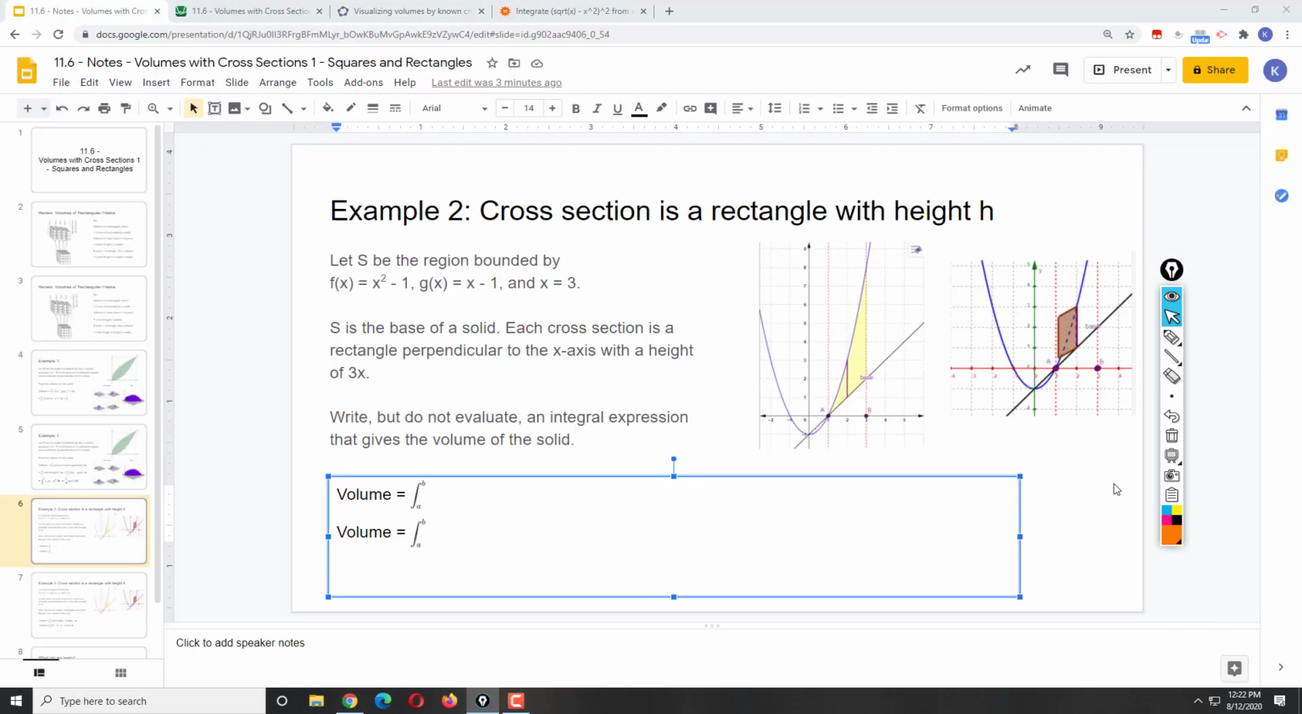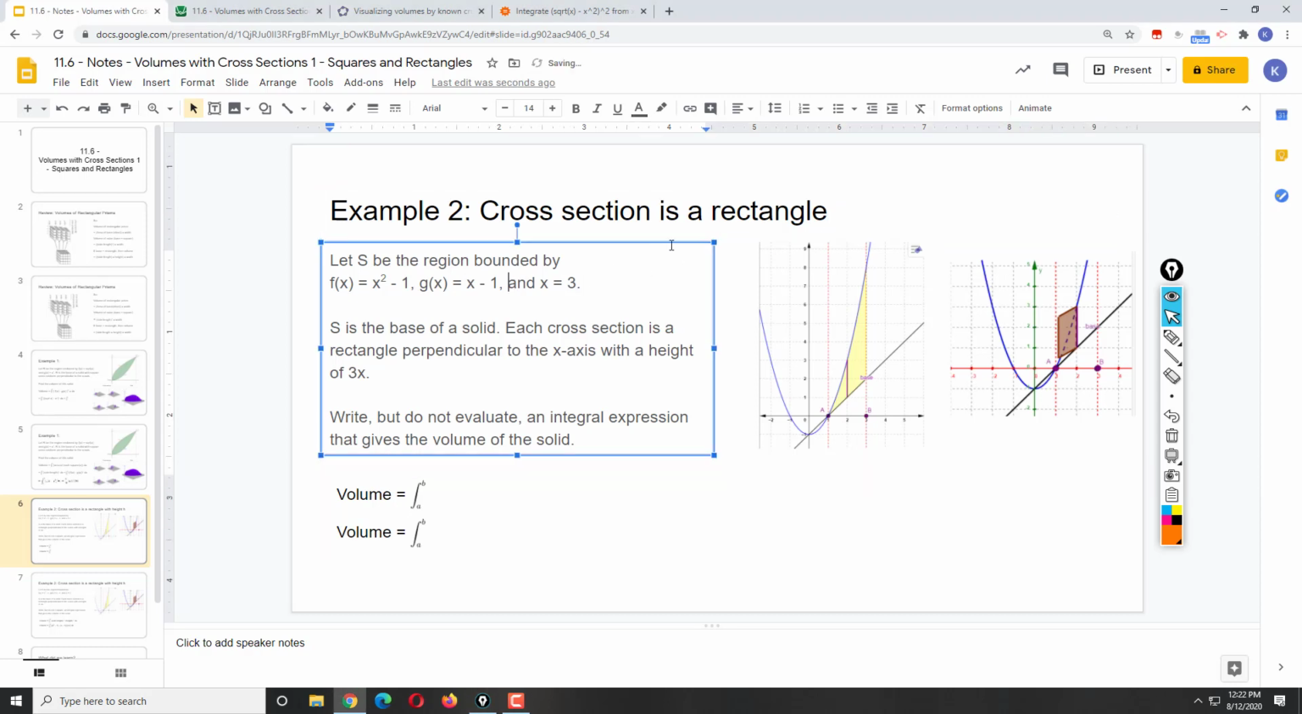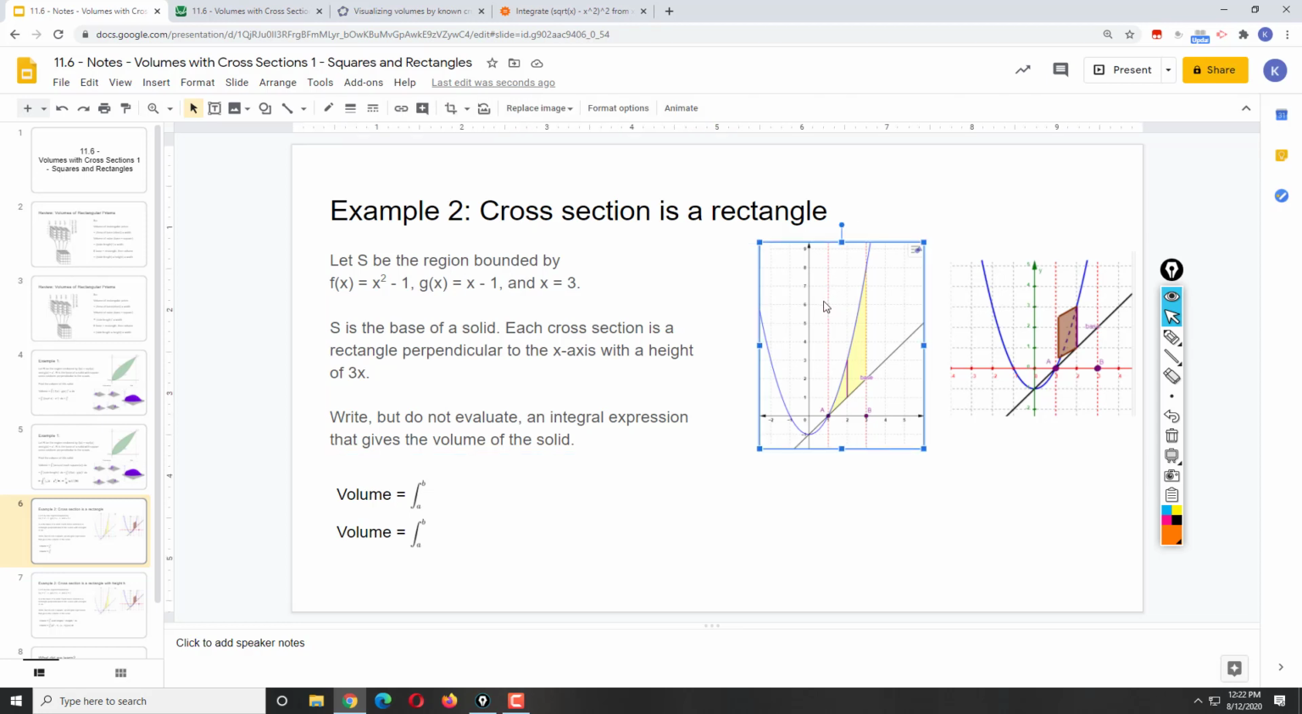Example 2. This time our volume is a cross section. So let S be the region bounded by f of x equals x squared minus 1, g of x equals x minus 1, and x equals 3. So here's our region. We see that x squared minus 1 is bigger than x minus 1. And they intersect at x equals 0 and x equals 1.